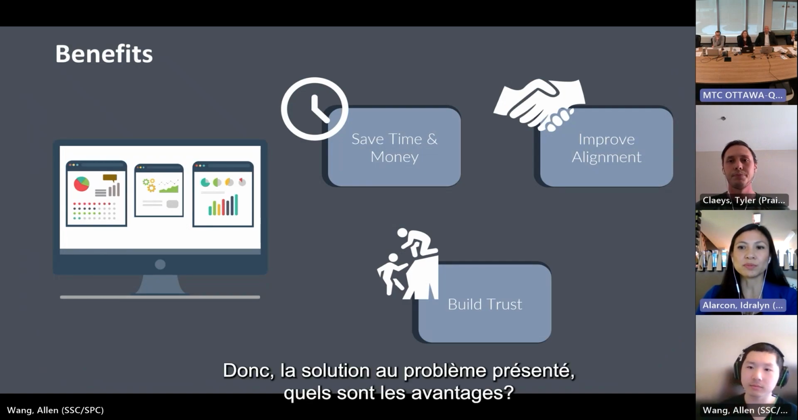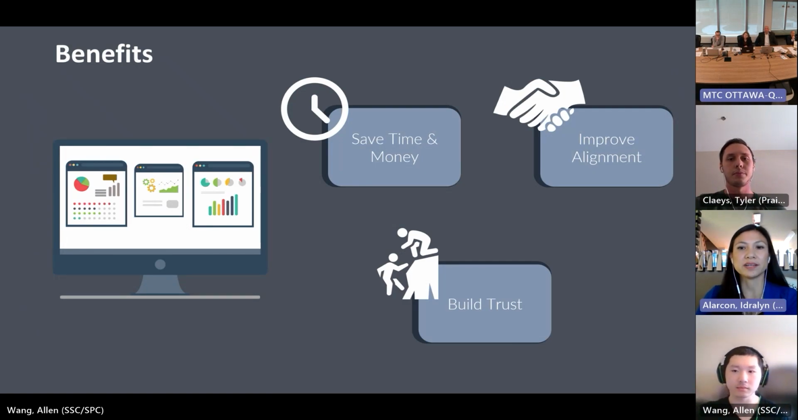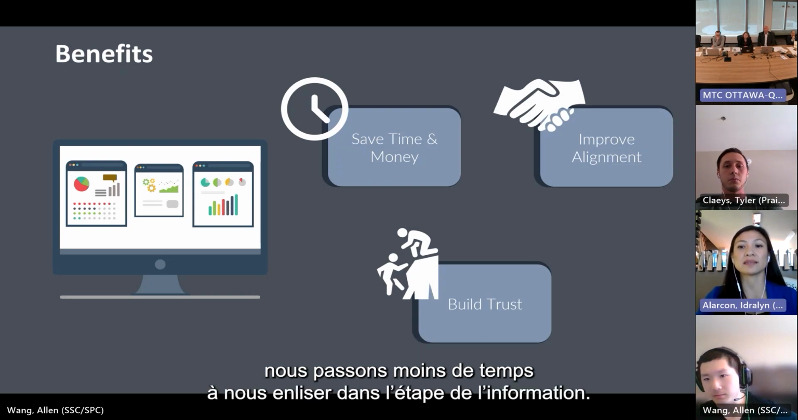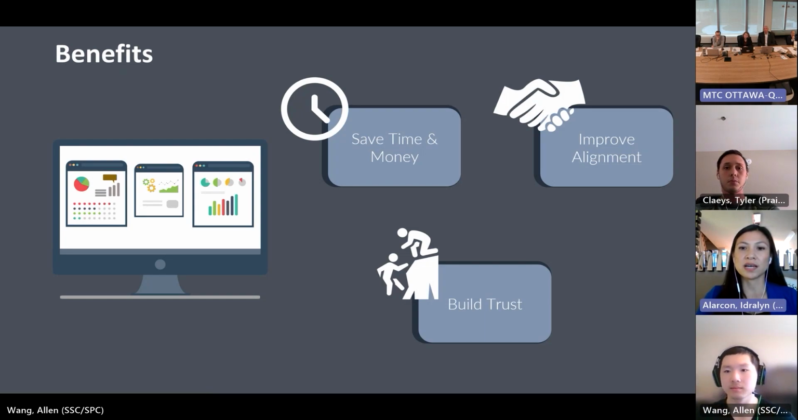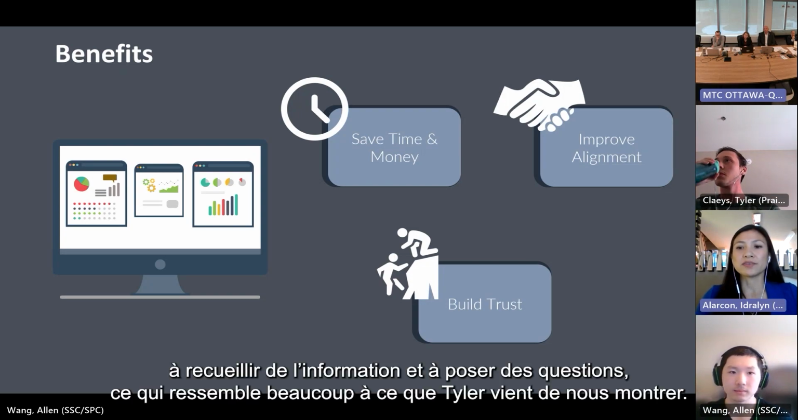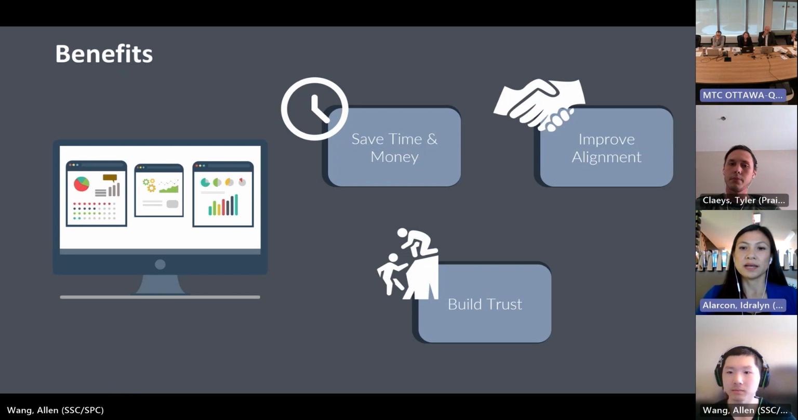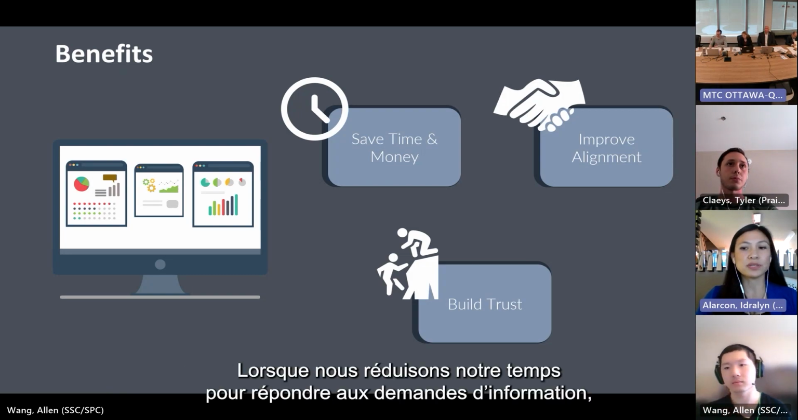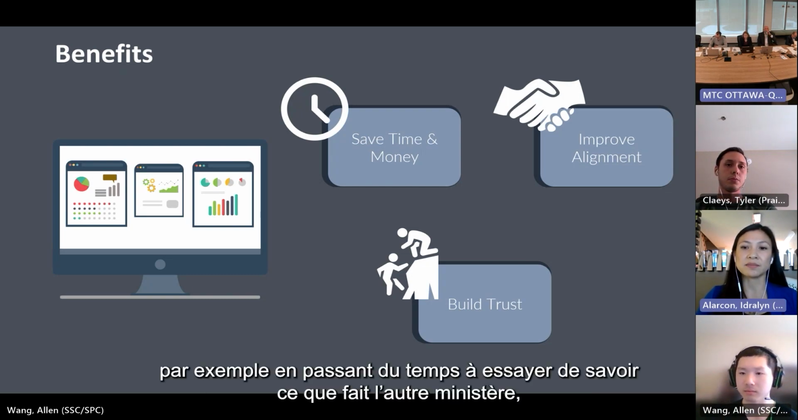So, solution to the problem presented. What are the benefits? When we make proactive disclosure data easier to access, use, and understand, we spend less time getting stuck in the information stage. As a public servant, my colleagues and I spend countless hours gathering information on questions very similar to what Tyler just showed us. A tool like this would save money for many public servants when we reduce the amount of time to fill in information requests, like spending time trying to find out what the other department is doing.